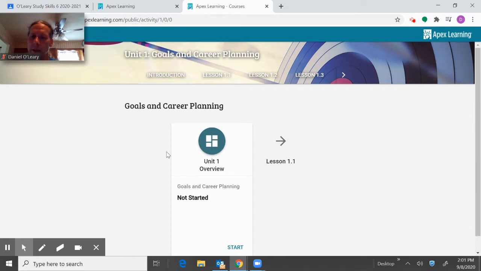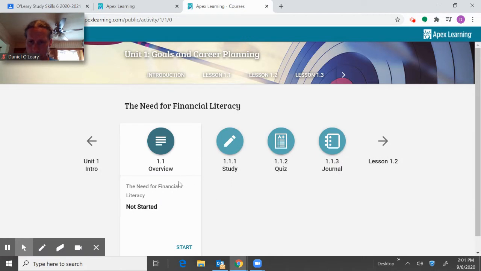So as you get into the program, you see Unit 1. We're going to go to lesson 1.1. You can click on the overview if you want, but you can also go to the study. So that's what we're going to look at, looking at the study and preparing you to take the quiz.